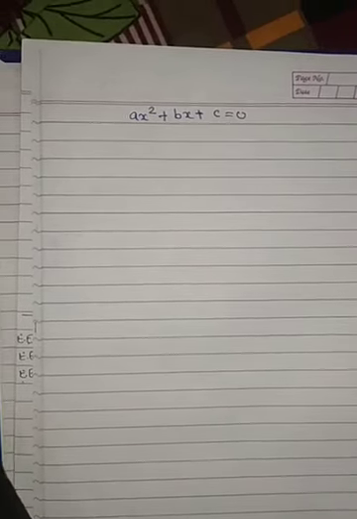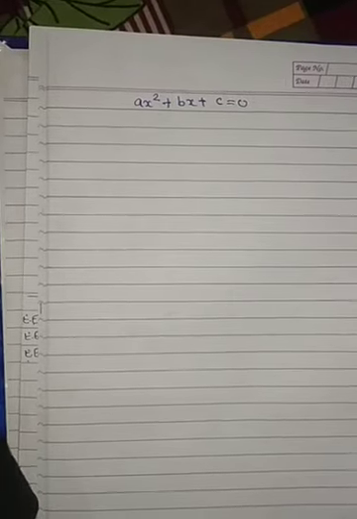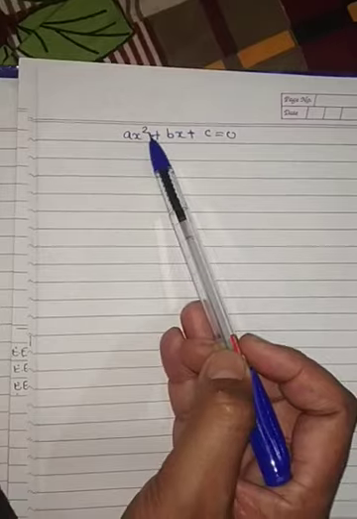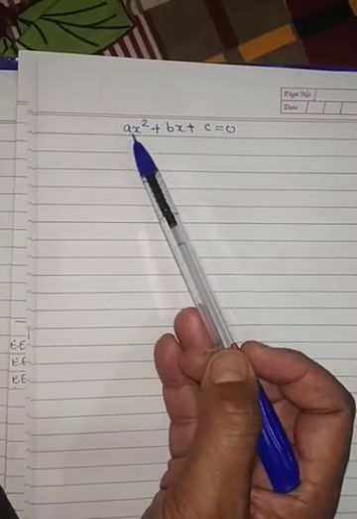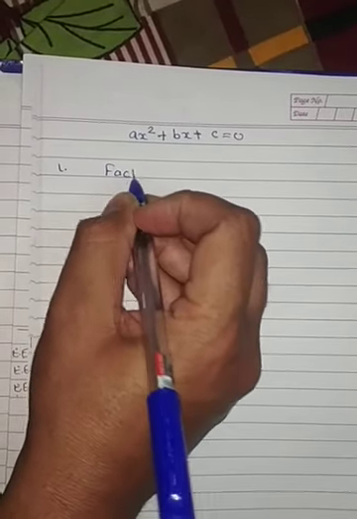Previously I discussed exercise 4.1 with you all. In that exercise we searched which equation was quadratic or not quadratic. Those equations which are in the form of power of 2, we can say are quadratic equations. But in this exercise I will discuss factorization.